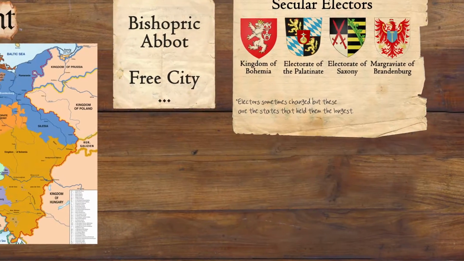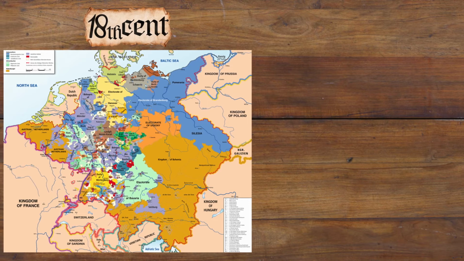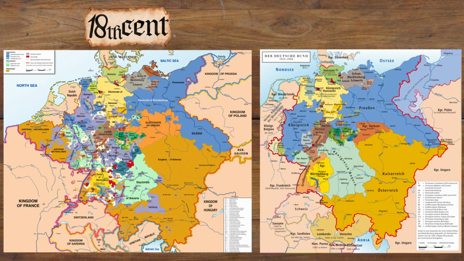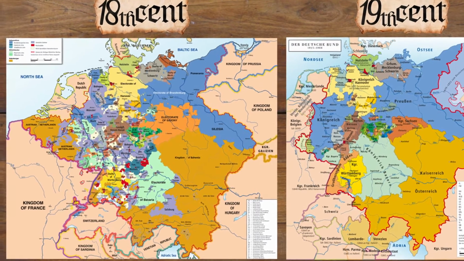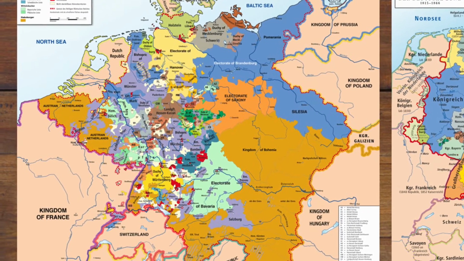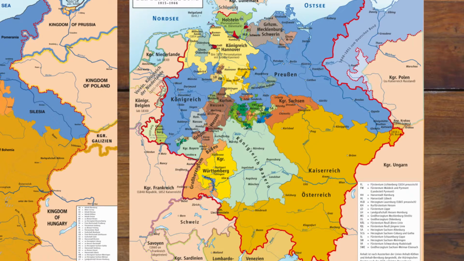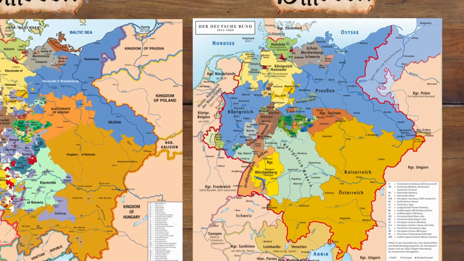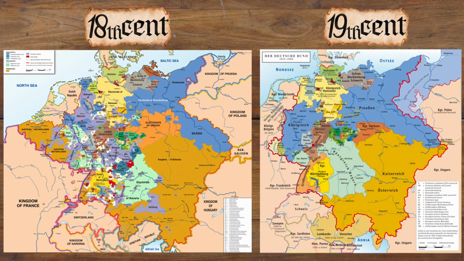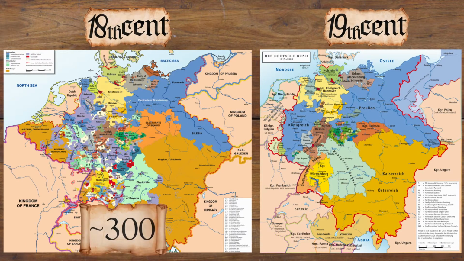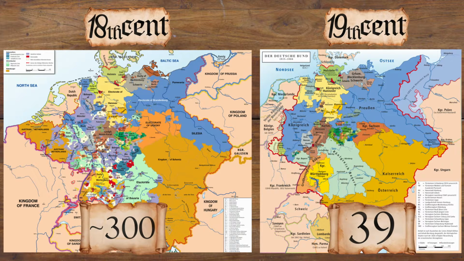As time went on, the empire grew more united, and the states within became more consolidated, especially during the German Mediation, which took place in the early 1800s. This is when a large number of states, especially the smaller ones, were consolidated together into more manageable, larger nations. This greatly reduced the overall number of states within the empire, from around 300 at the end of the 18th century to around 39 after the mediation in the early 19th century.